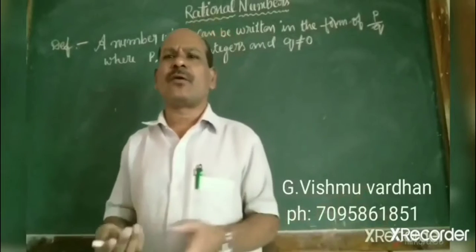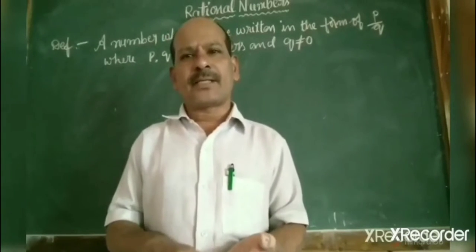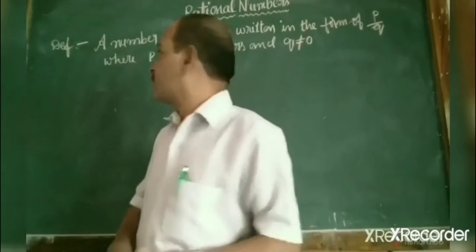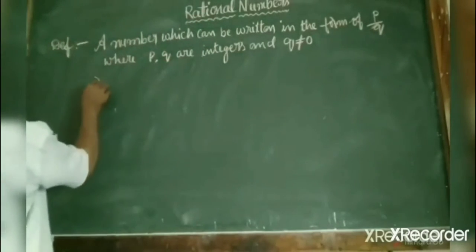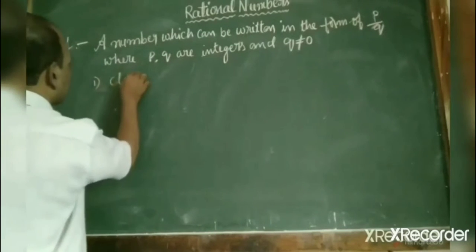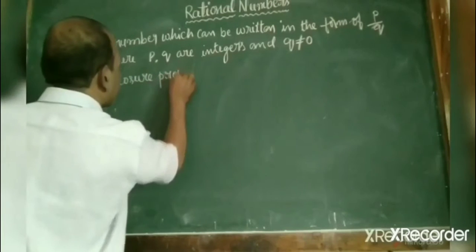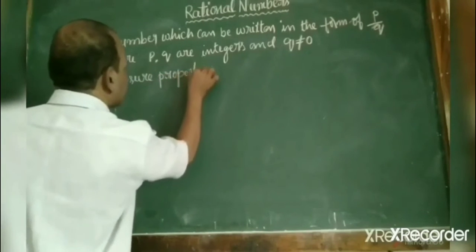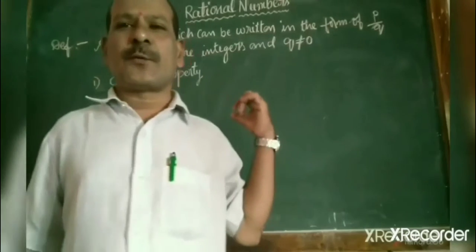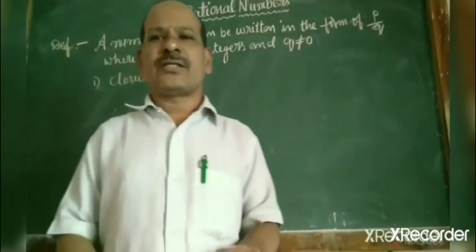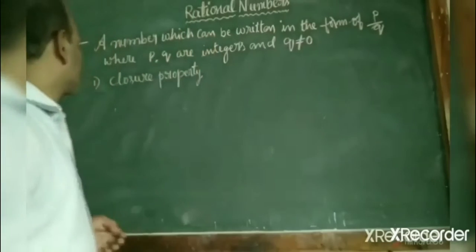Actually, the four basic operations are addition, subtraction, multiplication and division. The first property of rational numbers is the closure property. Now let us check whether this closure property is applicable for addition, subtraction, multiplication, division. First, let us start with addition.